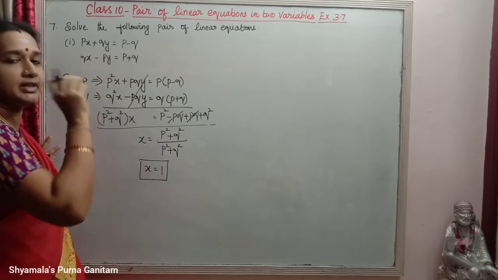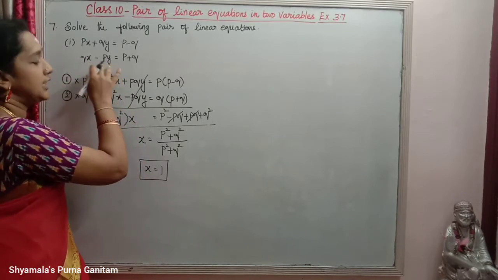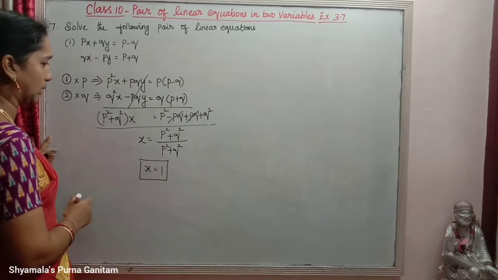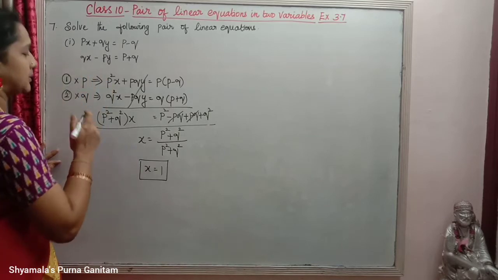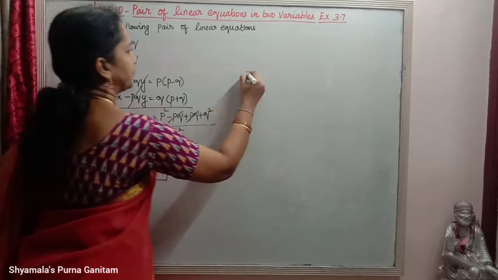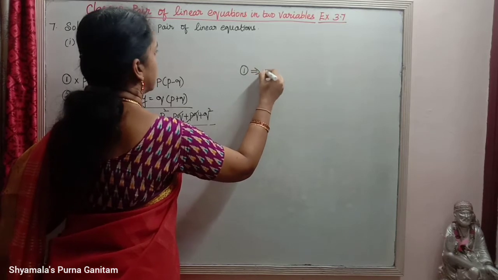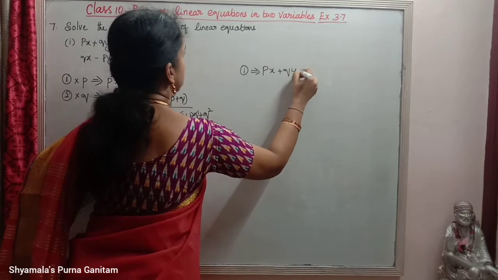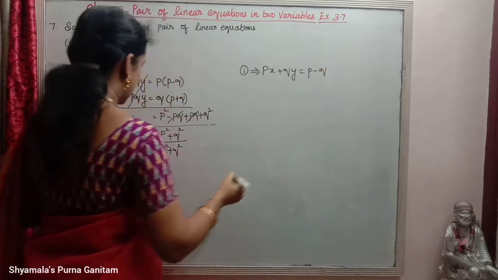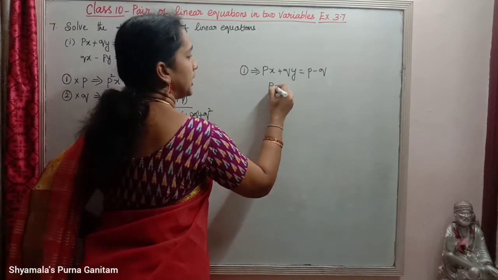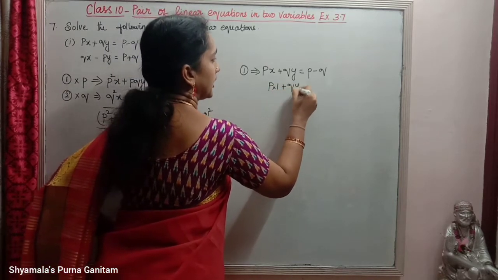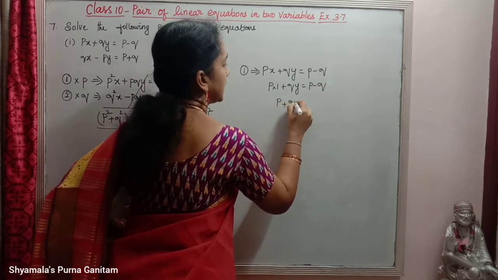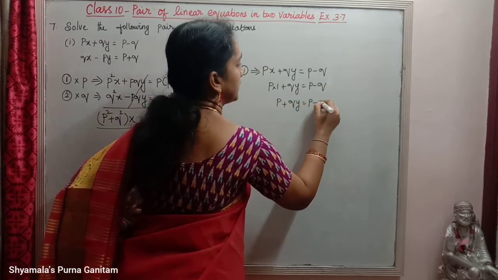Initially I told we will get the answer in p and q, but if we are solving this we are getting it as a whole number. x is equal to 1. So this x is equal to 1, I will substitute it in any one of the equations. First equation itself I will substitute. So it is given px plus qy is equal to p minus q. x is equal to 1 I got. So p into 1 plus qy is equal to p minus q. So p plus qy is equal to p minus q.